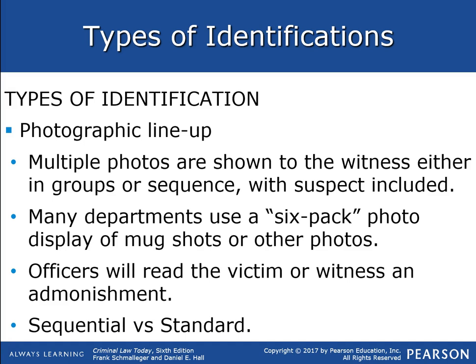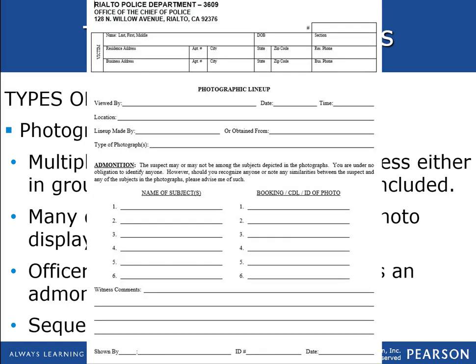Many departments, again, use a 6-pack photo display of mugshots like I showed you, or other photos. Officers, again, will read the victim or witness an admonishment. And the 2 types of photo lineups, if you will, are sequential and standard. Here's the photo lineup with the admonishment. I'm not going to spend a lot of time on that, but I wanted to let you know that we had a photographic lineup admonishment.